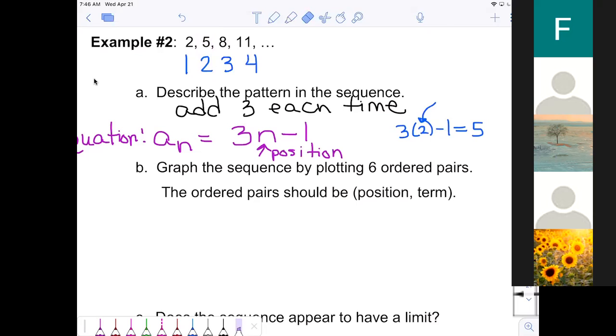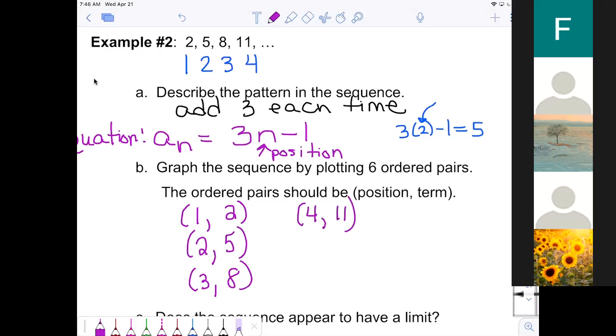All right, let's look at part B. Graph the sequence by plotting 6 ordered pairs. The ordered pairs should be the position, comma, the term. So the first position has the number 2 in the sequence. We're going to make that an ordered pair. The second position has the number 5. The third position is 8. The fourth position is 11.